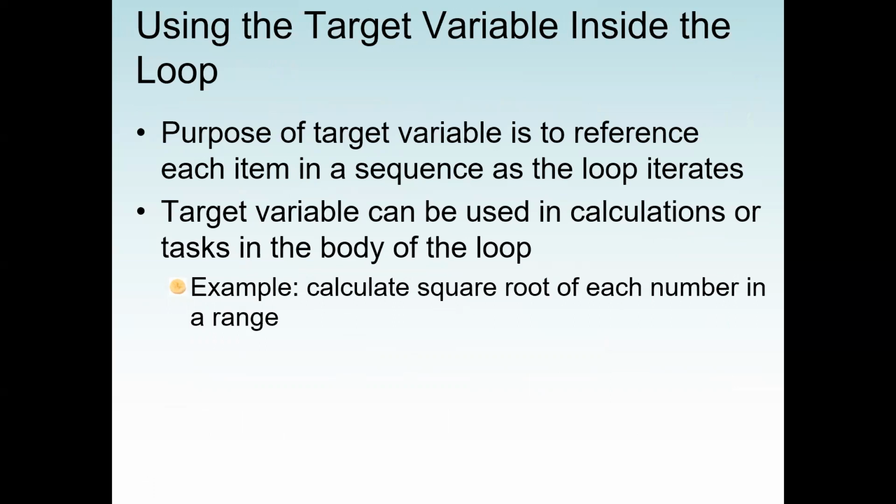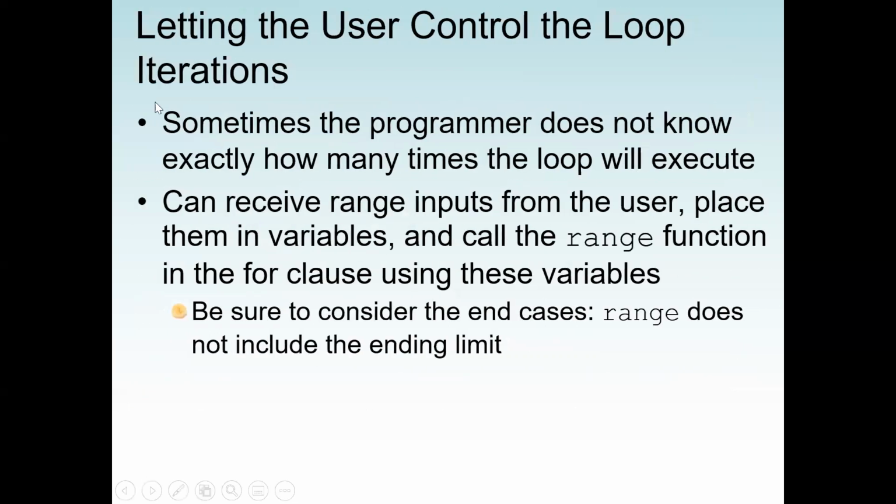So a target variable can be used in calculations or tags in the body of the loop. Example, let's say we calculate the square root of each number in a range. Again, we're going to see an example soon. Also, letting the user control the loop iterations.